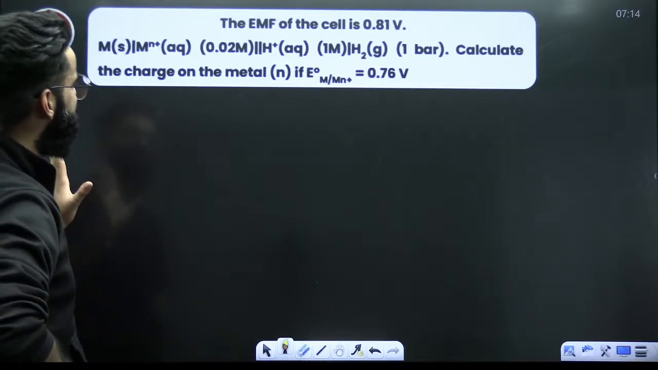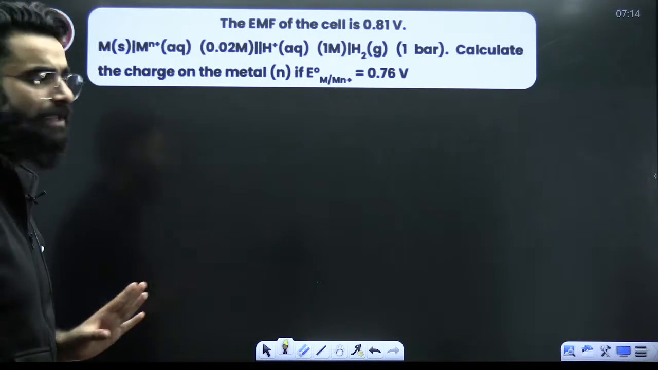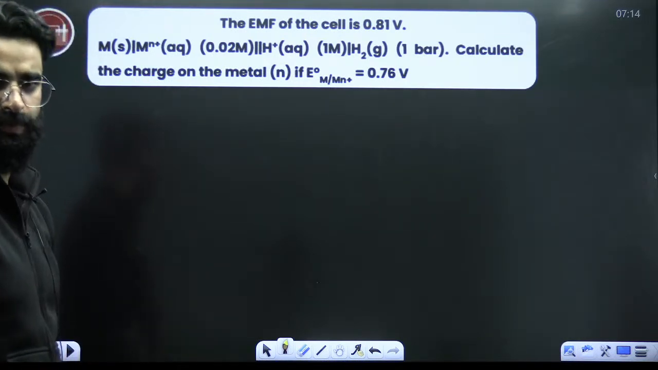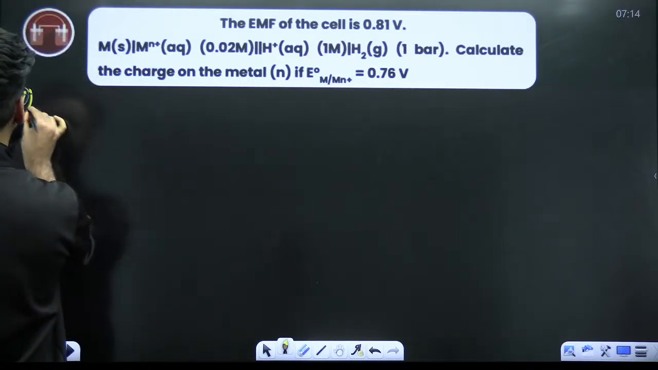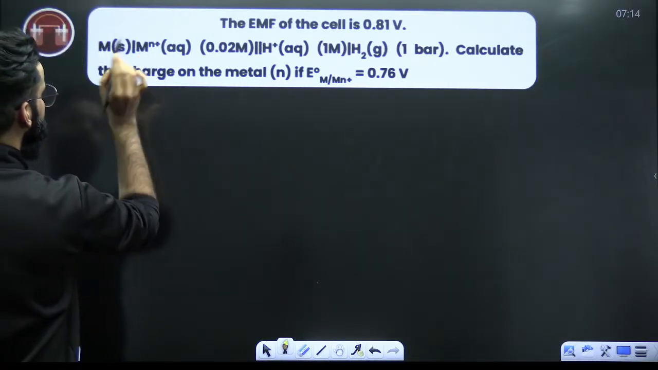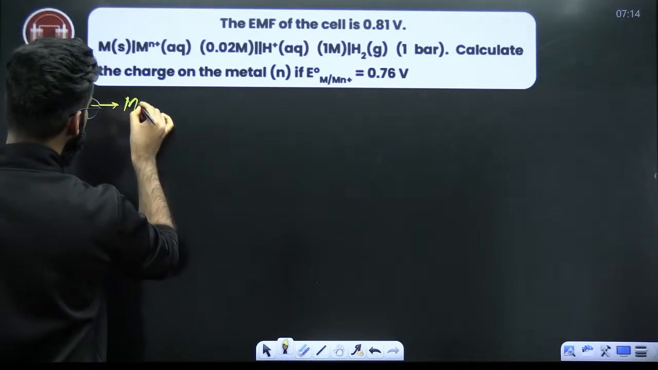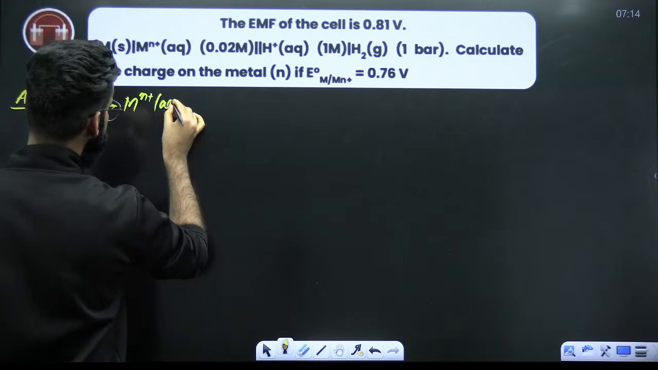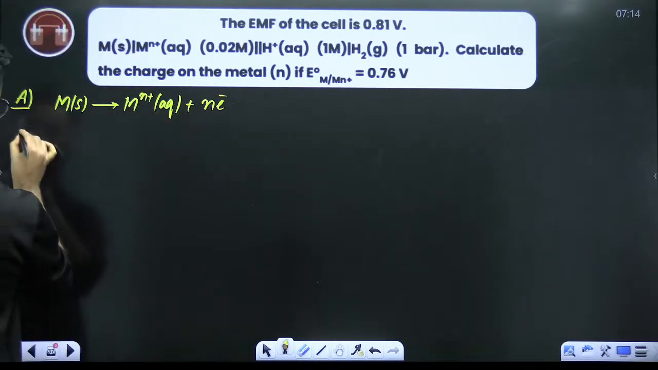Now, again, I'll be using the same procedure, whatever I have been doing till now, and definitely you will be able to solve this question as well. First of all, what has to be the reaction at anode? M gives Mn positive. So the reaction has to be M solid gives Mn positive aqueous plus n electrons. This is the reaction at anode.